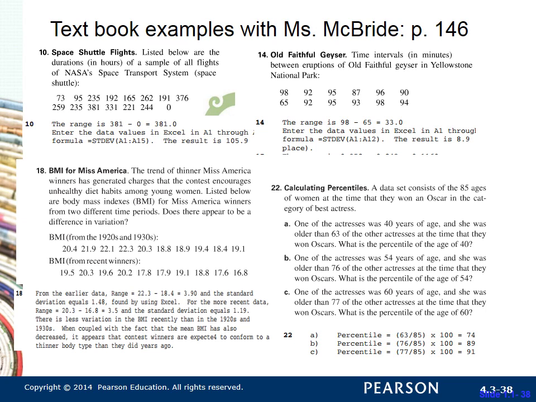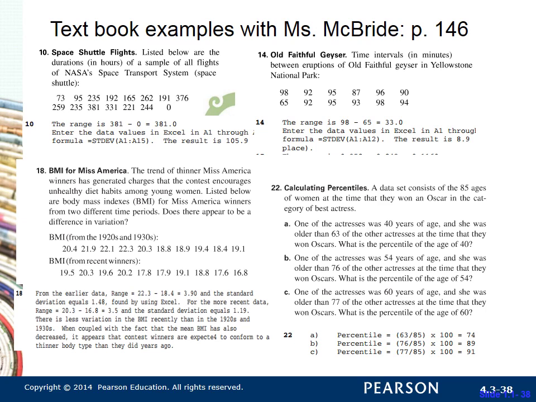Now, another interesting thing to take a look at, BMI is body mass index. They're looking at the body mass index for Miss America. The trend of thinner Miss America winners has generated charges that the contest encourages unhealthy diet habits among young women. They're trying to keep their weight lower than is healthy. So listed below, here's a study of that, is the body mass index for Miss America winners from 2 different time periods. We're interested to compare these: does there appear to be a difference in variation?